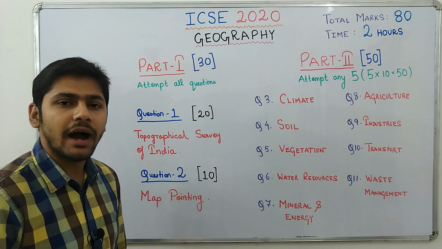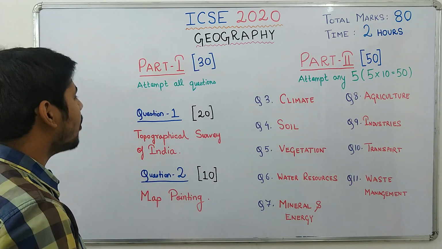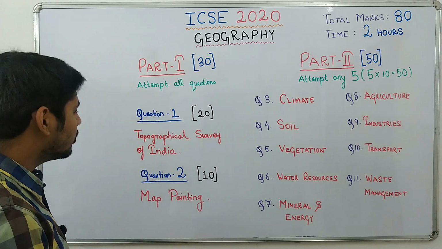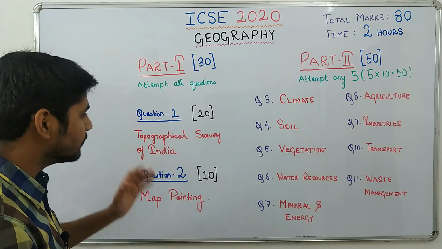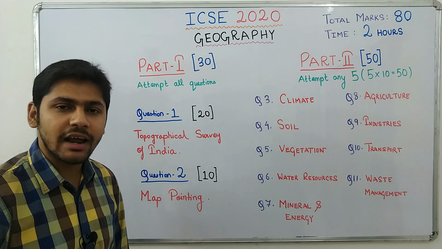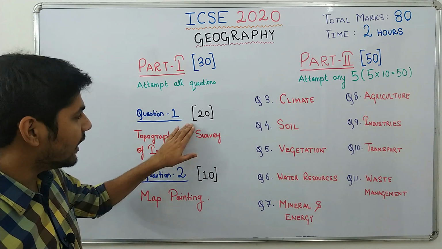Let's begin with part 1. Part 1, 30 marks. You have to attempt all questions in this part. Question 1 is from Topographical Survey of India. You will get a survey map and based on that survey map you will have to answer the questions. This question is of 20 marks.